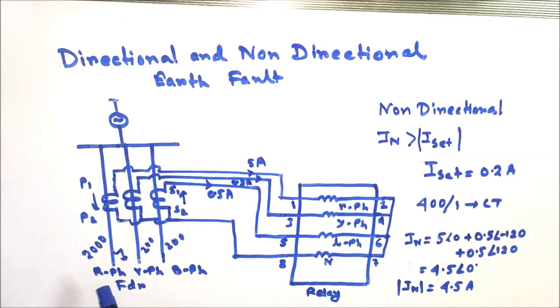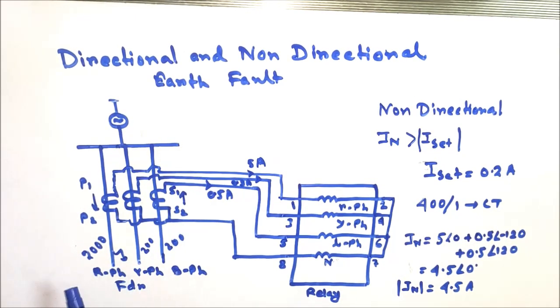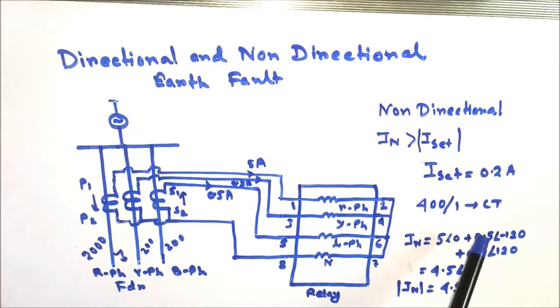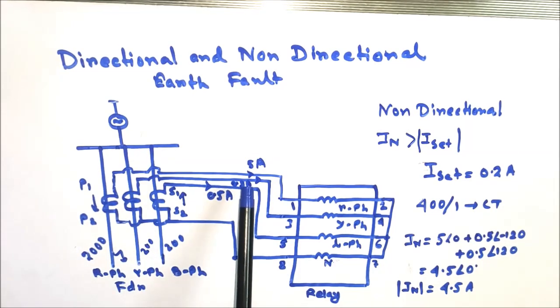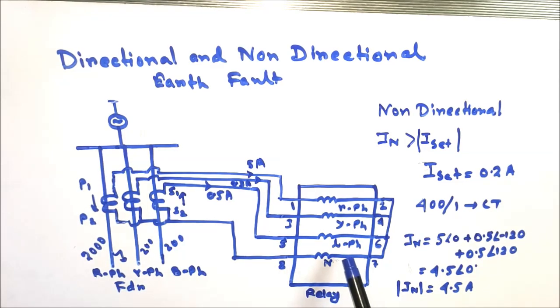Again, if an earth fault occurs in the red phase and the fault current is 2000 ampere, and the CT ratio is 400 by 1, then in the red phase the secondary current is 5 ampere. And if the load current is 200 ampere, the value of the secondary current for Y phase and blue phase is 0.5 ampere respectively. So what is the value the neutral coil of the relay senses during the earth fault condition?